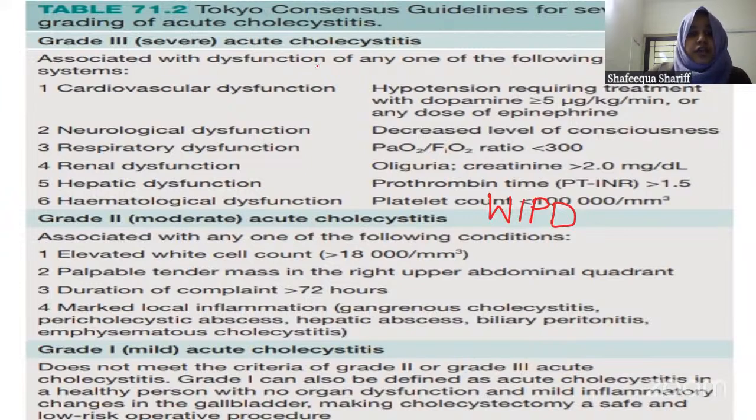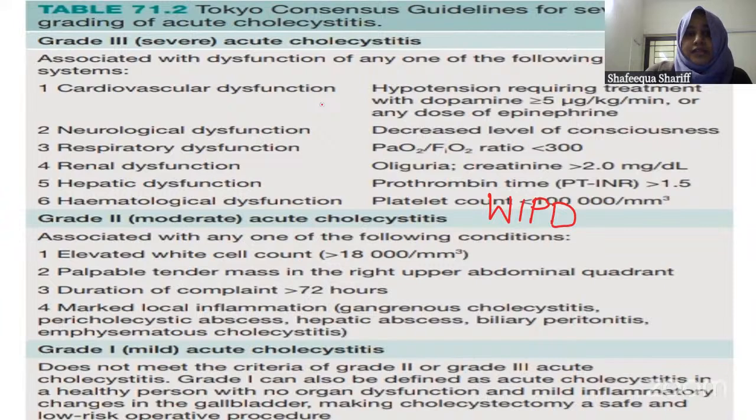Coming to severe acute cholecystitis, you can easily remember this when you start from head to toe. Whenever the patient is sick, start from head to toe. So neurologically, what will happen when the patient is sick? They're usually drowsy, so decreased level of consciousness. Next, go to the heart.